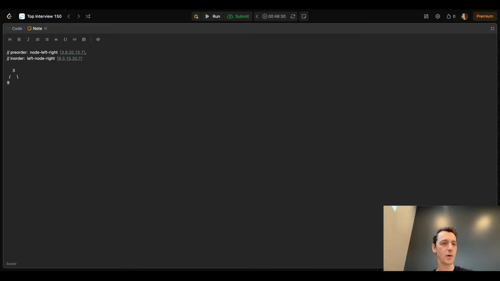What else do we know? And by the way, then 15, we don't know what 15 is. This one is left, node, right, this one is node, left, right. So node left we figured out, but then that 20 that comes after it, we don't know where it is. Left, node, right.